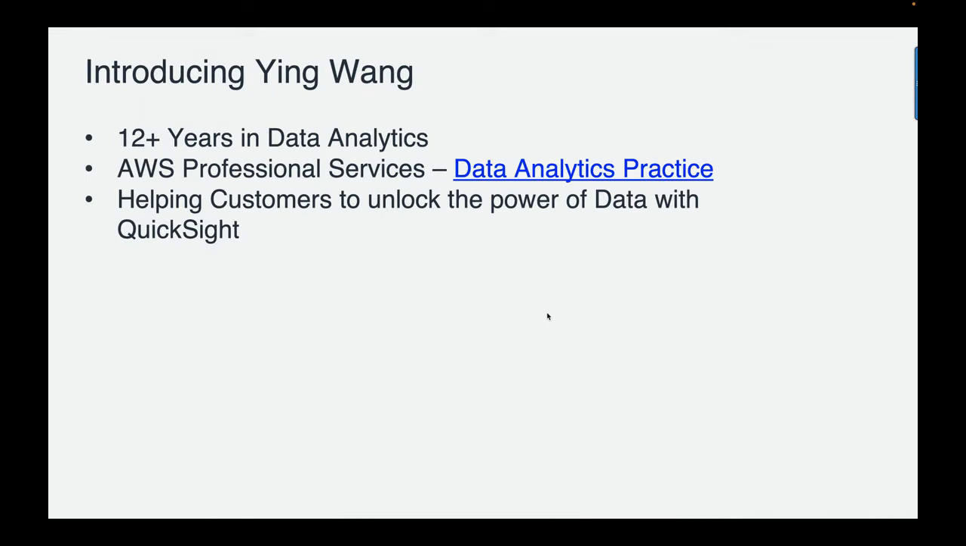Let me introduce a little bit about myself. I have more than 12 years in data analytics. My first job was in MicroStrategy, and then I traveled around in engineering, BI, and data scientist roles. 3 years ago, I joined AWS. Now I am the service owner of QuickSight in ProSoftine, and I'm passionate, and it's also my responsibility, to support our customers to fully enjoy the beauty of QuickSight, to analyze the data, and to unlock the power of data.